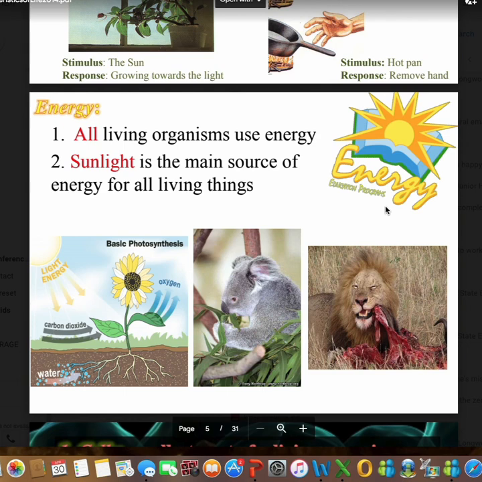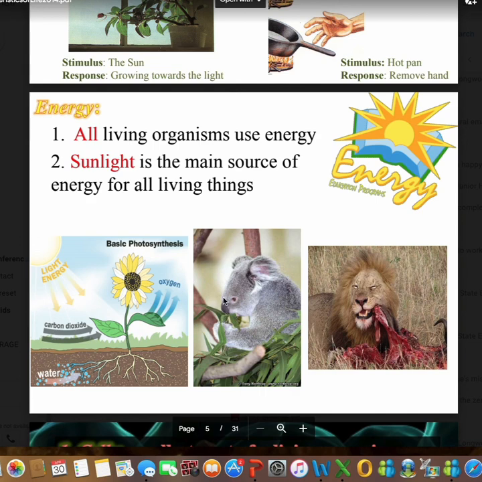Energy, it can't be created. We know that song, right? Energy. All living things use energy. Well, the main source of energy for everything is sunlight, directly or indirectly. So if the sun didn't exist, we wouldn't be alive, because the sun has to give the energy to the plants, the plants give the energy to the animals, and then the animals give the energy to us.